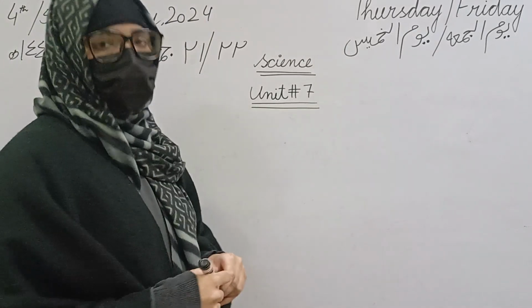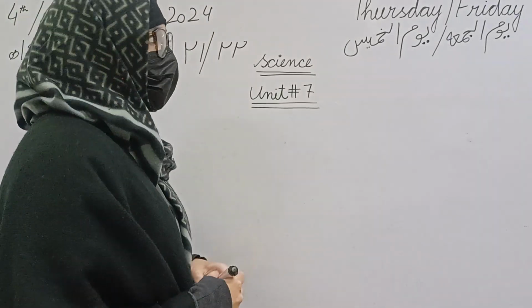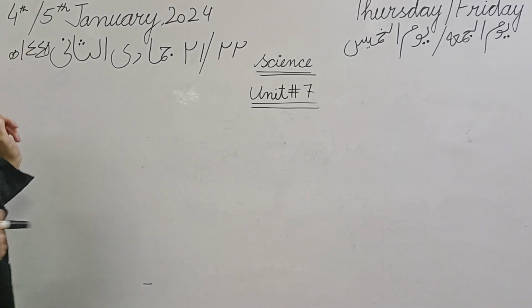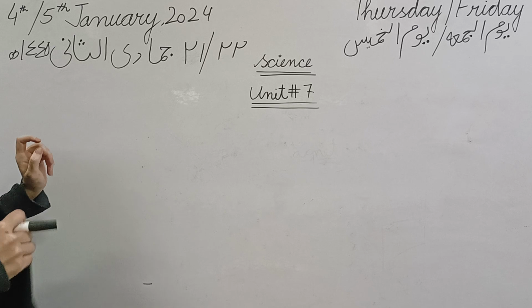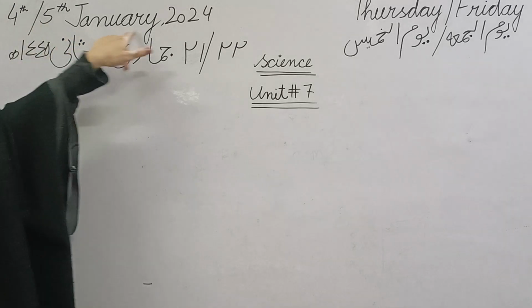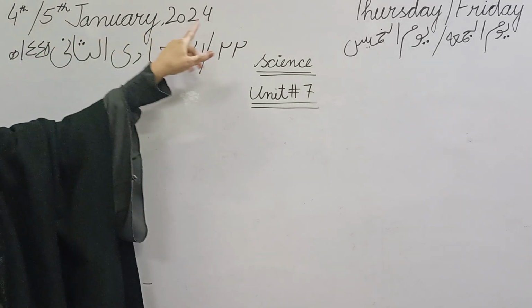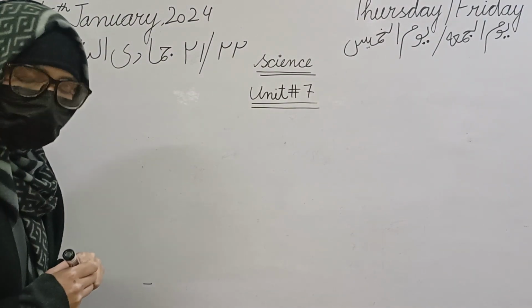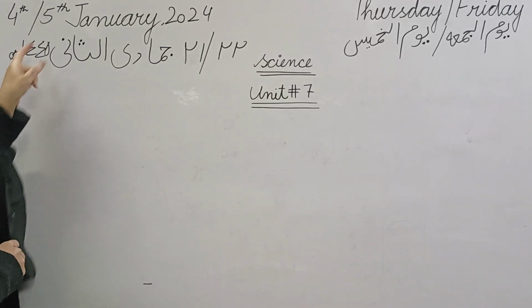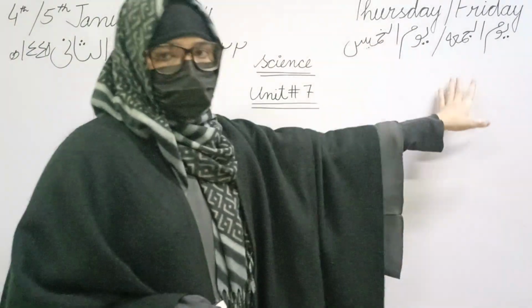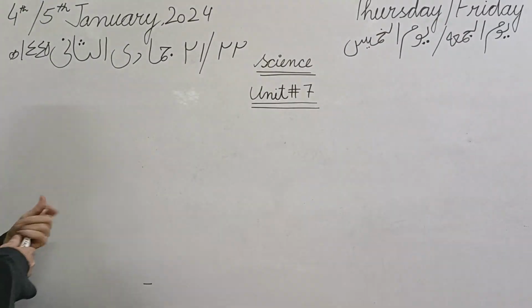So please take out your notebooks. Again, let me remind you. Class 5 girls will write the date on your notebook: 4th January 2024, Thursday, okay? And 5 boys will write 5th January 2024, Friday. The day will be Friday, okay?